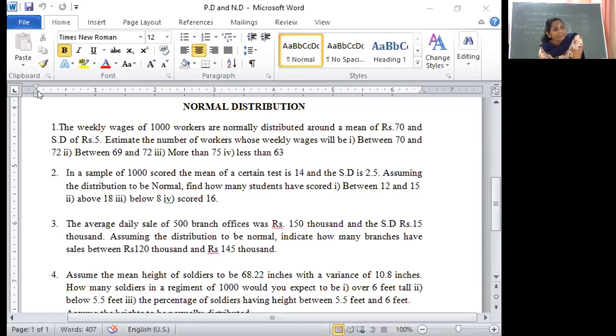Try it out. Try it out and tell me the answer, students. X is less than 8. Take it out, x is less than 8. Substitute the value.